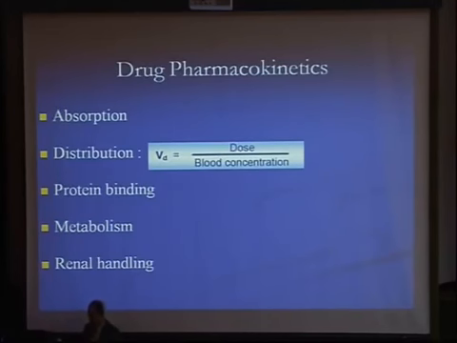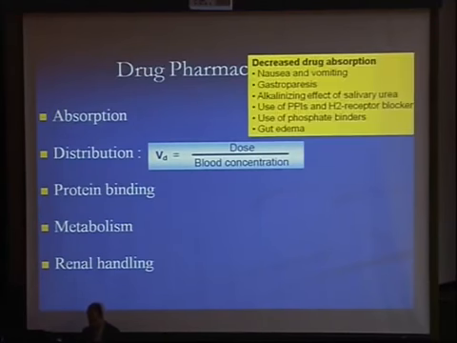Now let's see what happens to each of these steps when impaired function of the kidney occurs. First, with the absorption, there is going to be a decrease in the drug absorption, because those patients have nausea and vomiting, they have gastroparesis, and because of the alkalinizing effect of the salivary urea, which changes to ammonia, so this will impair the absorption of drugs that need an acidic medium.